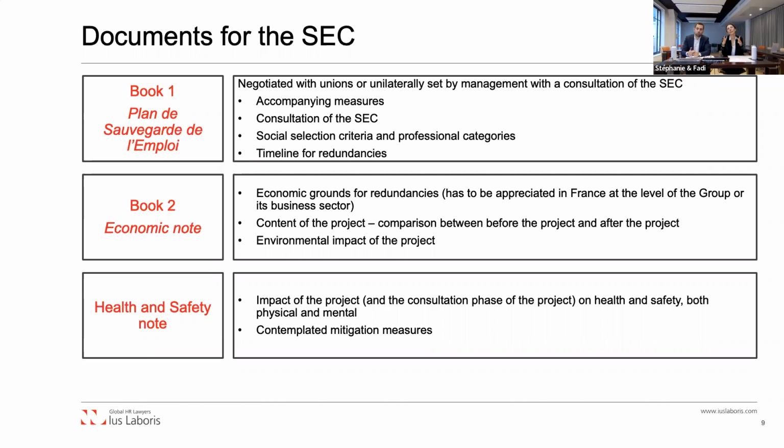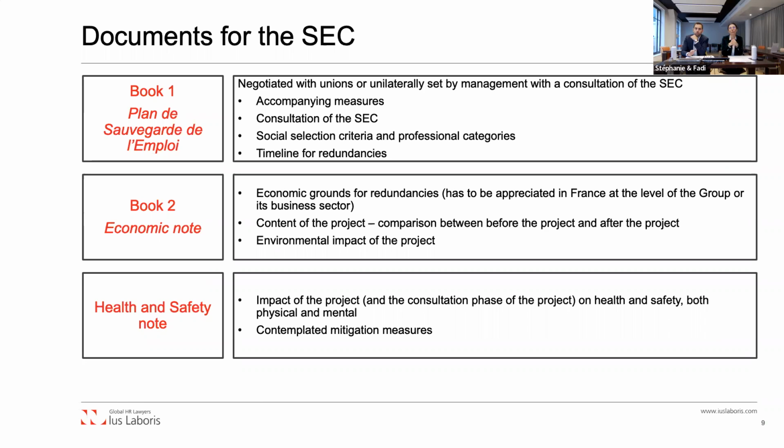In most companies, if you have unions, you will prepare 2 versions of this Book 1. You will have one which is unilateral, where the management will decide which accompanying measures it will offer. And the second one is an in-house collective agreement. The purpose of this document is to be negotiated with your unions. When we start the procedure, our recommendation is to have better accompanying measures with a higher cost in the in-house collective agreement in order to try to obtain the signature of the unions.